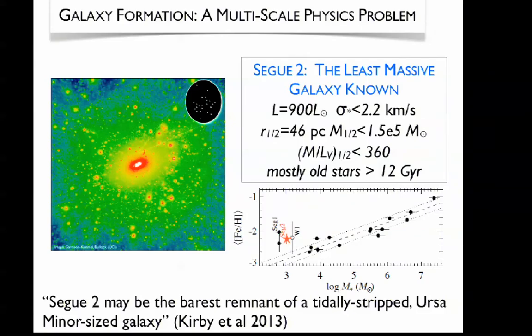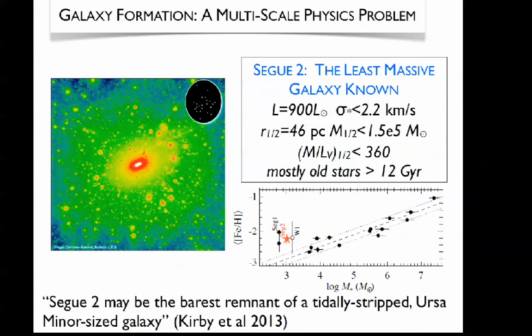So, clearly you can make a case for this type of galaxy formation study to be a multi-scale physics problem that requires HPC. Take the case, for example, of Segue 2. This is a recent discovery. Discovered this year, Segue 2 is the least massive galaxy known. It's a satellite of the Milky Way, 40 kiloparsecs away from the center. 900 solar luminosities. It's a tiny system.